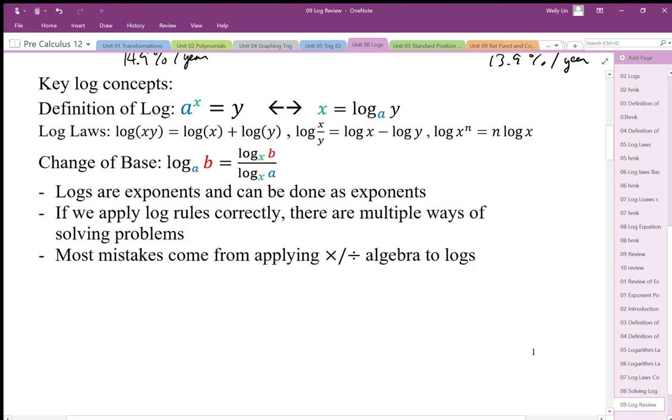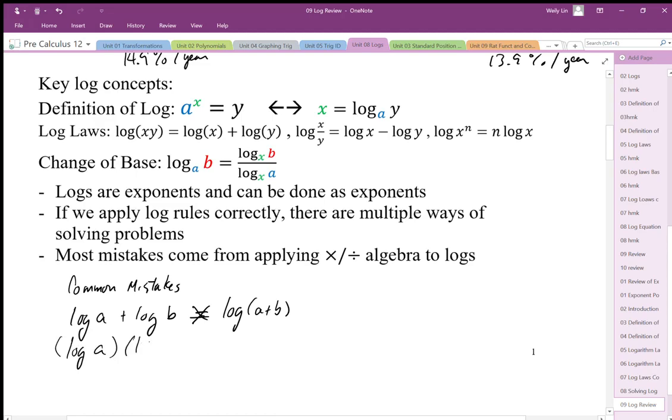Okay, so I'll give you some common mistakes here. Common mistakes that I see are ones like this. If I have log A plus log B, well, we're just going to add the arguments together. That's wrong. I also see this, log A times log B. Well, timesing logs is not the same as timesing the argument. This is also not true.